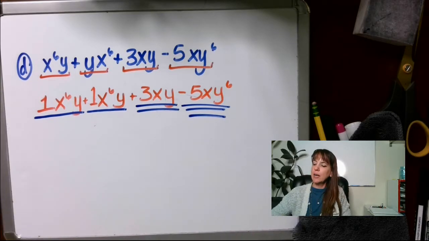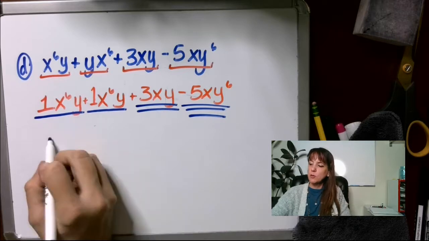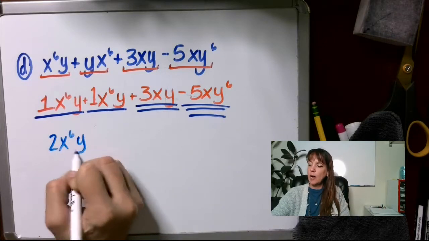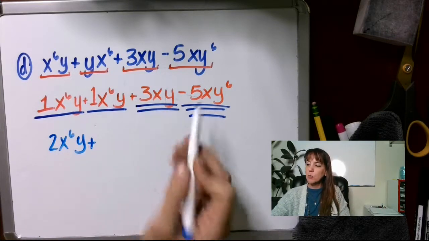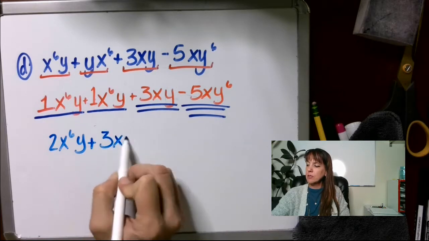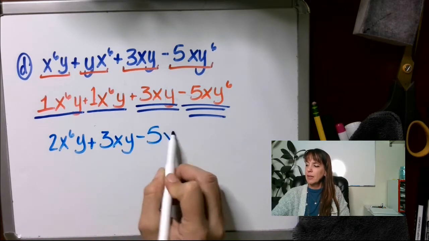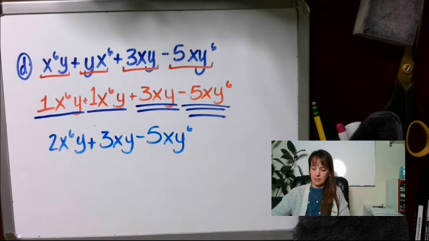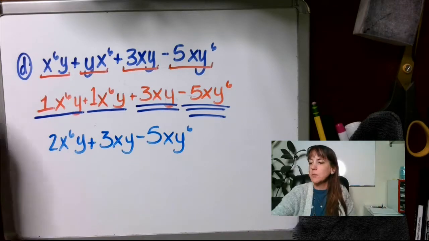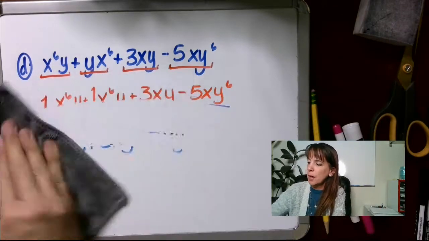The first one we're able to combine, 1 and 1 is 2, so 2x6y plus, now we just bring all this other garbage down, 3xy minus 5xy6.